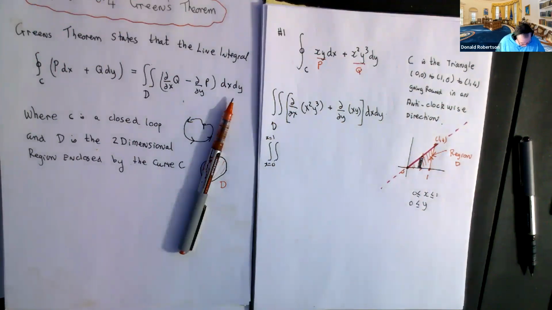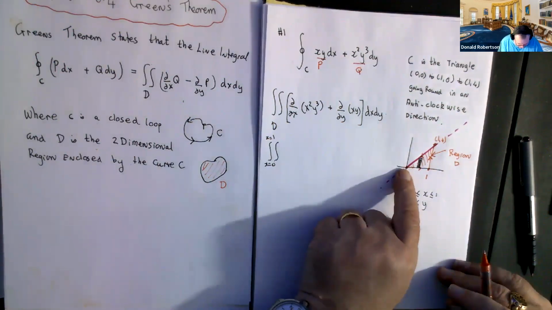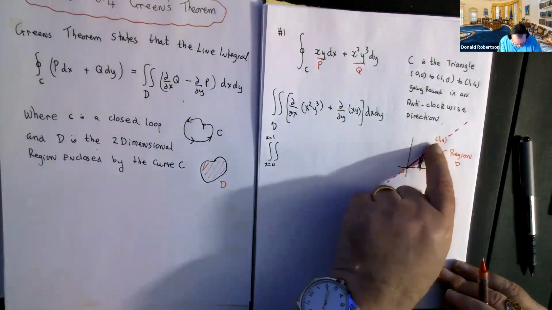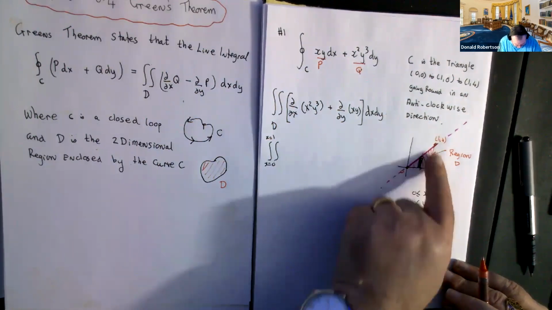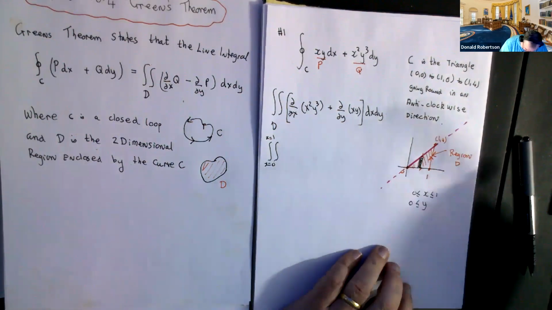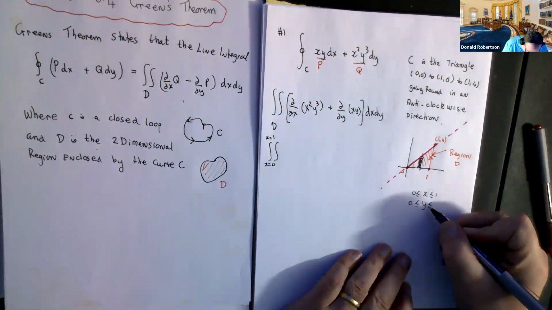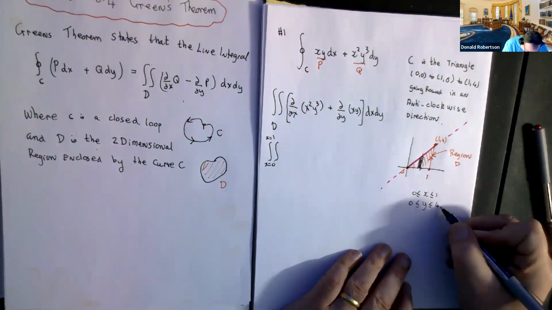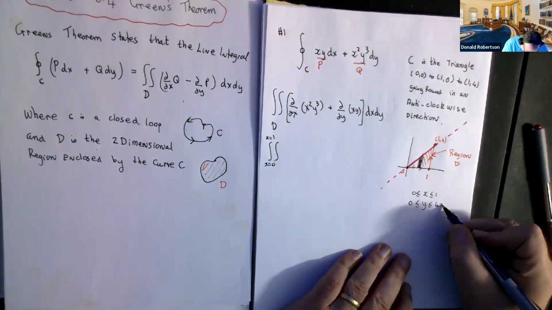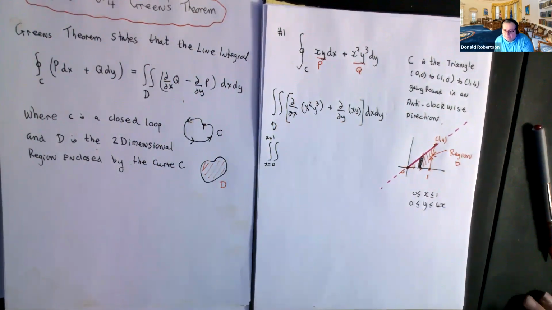And so I need to find what its equation is. Well, it passes through the origin. And if you use that point, you can see that it's 4 by 1. So its slope is 4. So it's going to be from there to there. Okay.